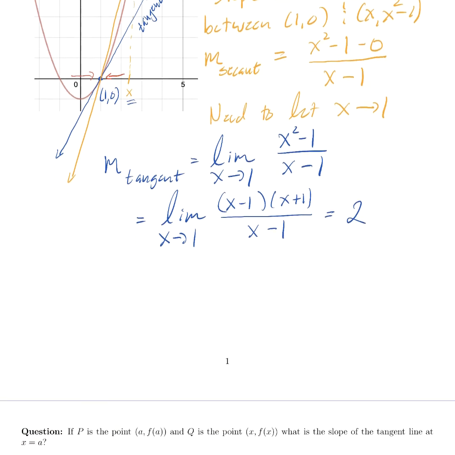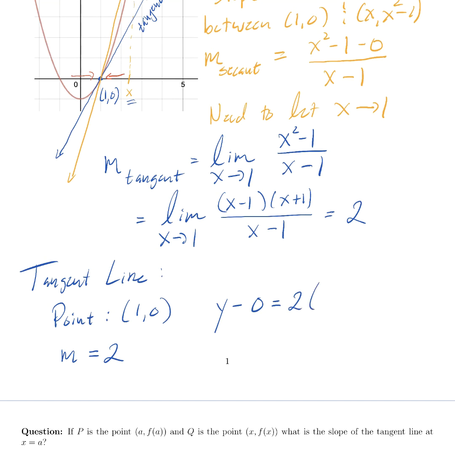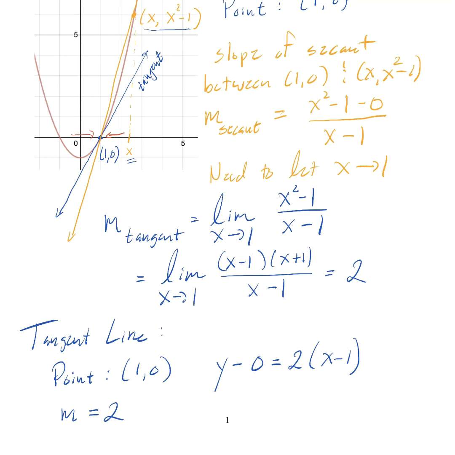And so now our tangent line, we have all the information we need to write down the equation. It goes through the point 1, 0, and it has slope equal to 2. And so its equation is y minus 0 equals the slope 2 times x minus 1. Okay, so there's an example of finding the equation of a tangent line.